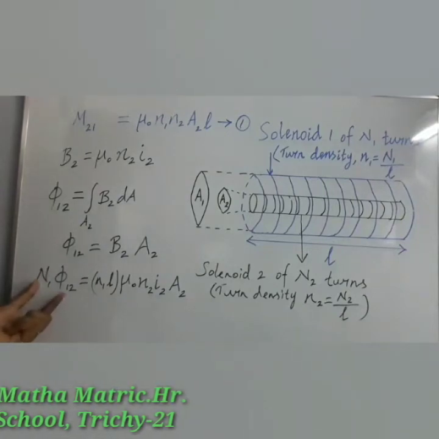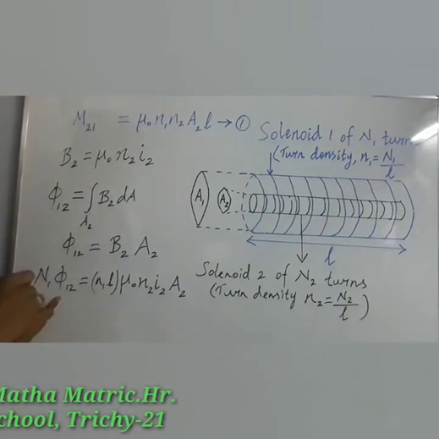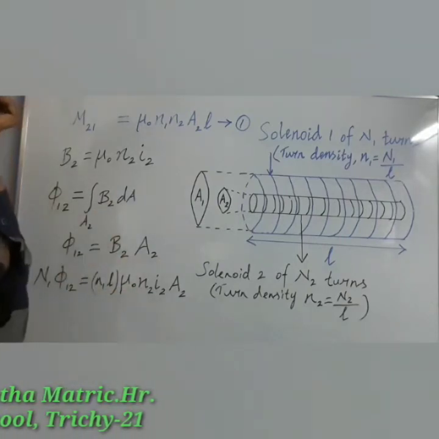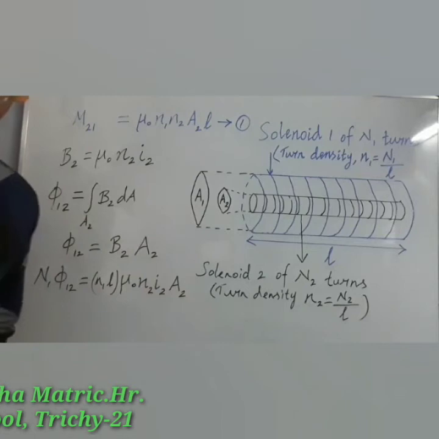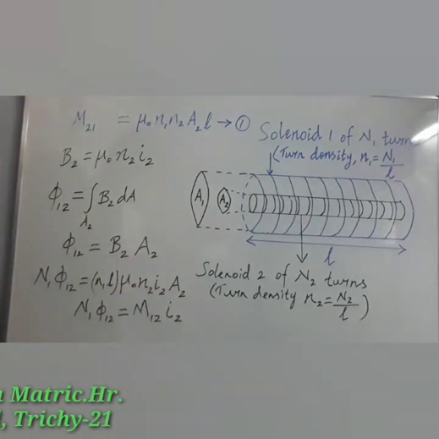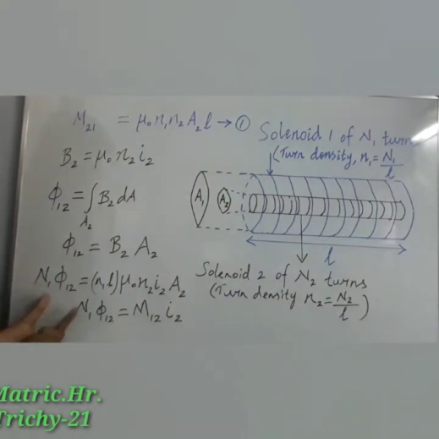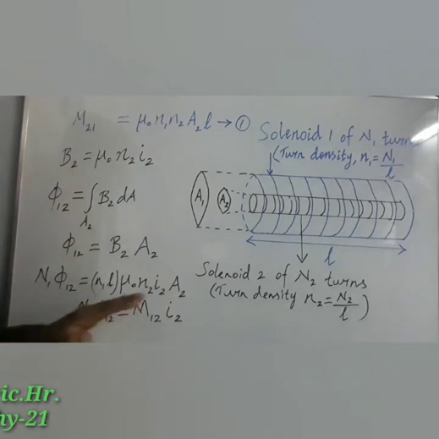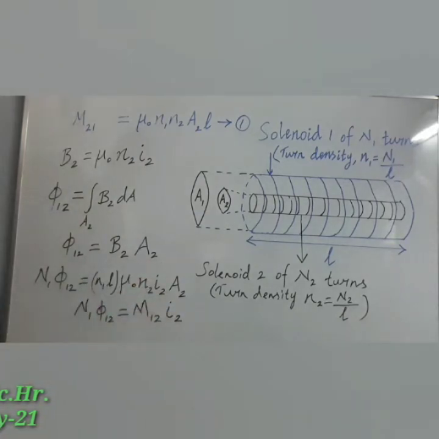So N1 into phi 12, that is nothing but the product of the number of turns and the magnetic flux, is known as the flux linkage of the first solenoid. Here I have written the expression for the flux linkage. Compare the left side of the two equations. Both are the same, so the right side should be equal. So I am going to compare the right side of the two equations.